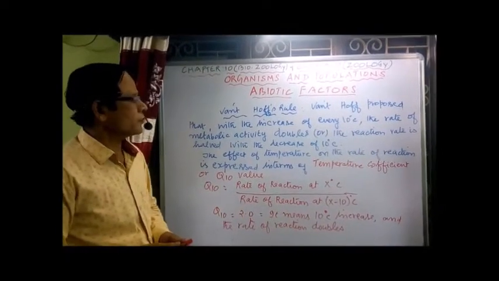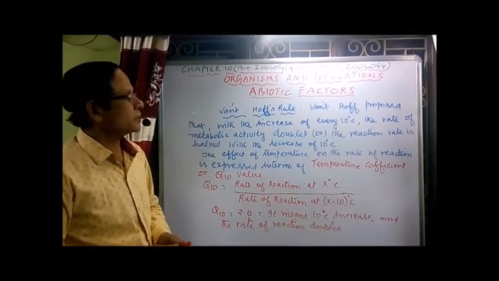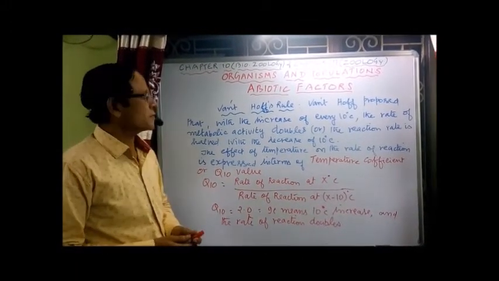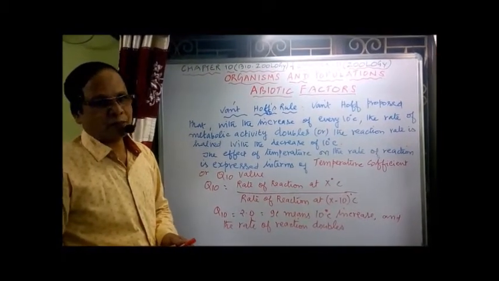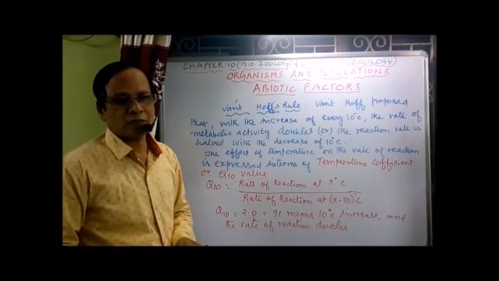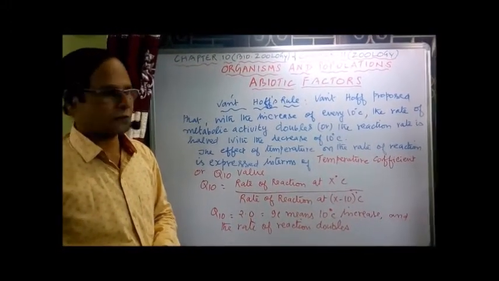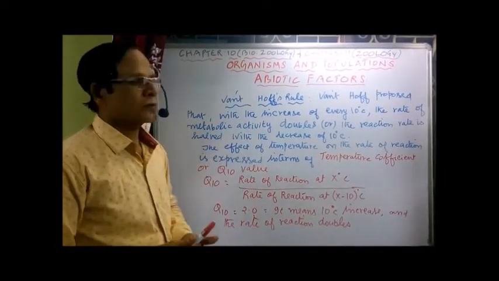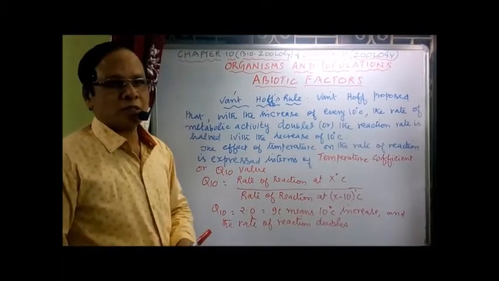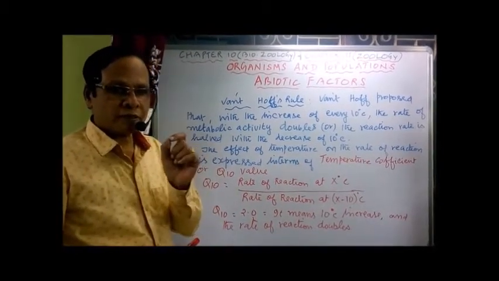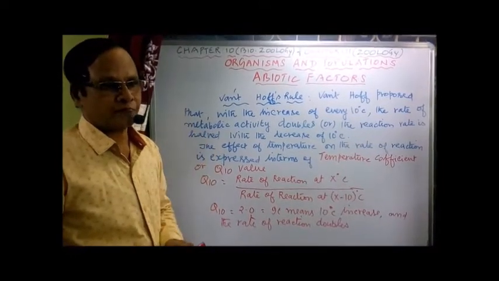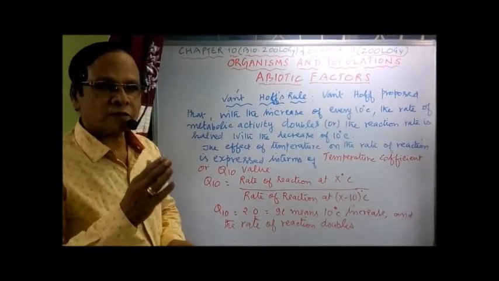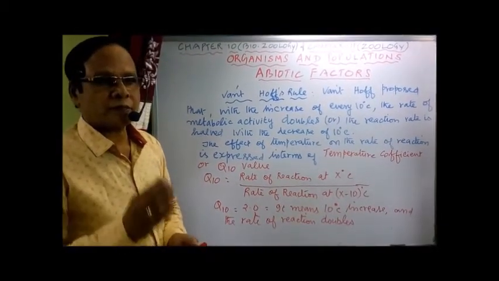Dear students, we were talking about organisms and populations, chapter 10 or 11. In that one, we started the concept of abiotic factors. And in abiotic factors we already completed the effects of temperature on living organisms. Related to temperature, there is one rule proposed by Van't Hoff. That's why it's called the Van't Hoff rule. The proposed rule is that for every 10 degrees Celsius increase in temperature, the rate of reaction is doubled, or for every 10 degrees Celsius decrease in temperature, the rate of reaction is halved.